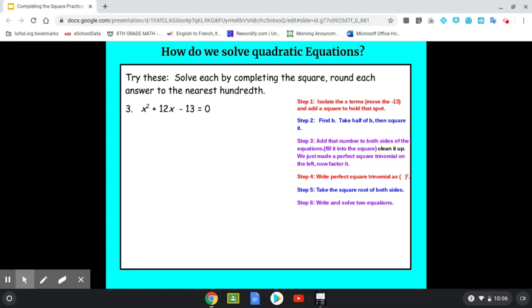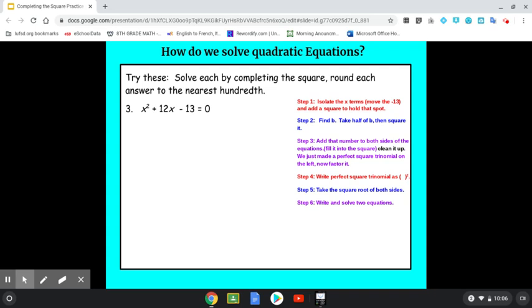Okay, so now we're going to move on to number 3. How do we solve this quadratic? Now, many of you may notice that this is factorable, but I want to show you how you can use completing the square to get the same answers with something that was factorable in the past.